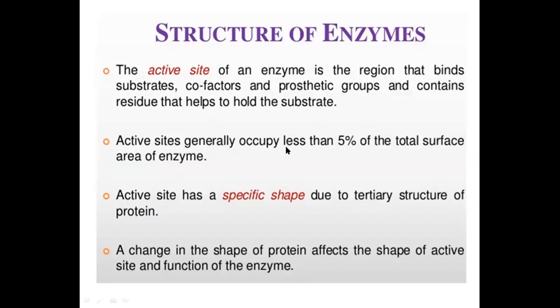The active site generally occupies less than 5% of the total surface area of the enzyme. Generally, active sites have a specific shape due to the tertiary structure of the protein. It has a specific shape, because if it did not, the substrate would not properly bind with the active site. If the position or shape of the active site changes, that means if the morphology changes, the enzymatic activity will be lost. The substrate molecule will not fit properly within the active site, so the enzymatic activity will be completely lost.